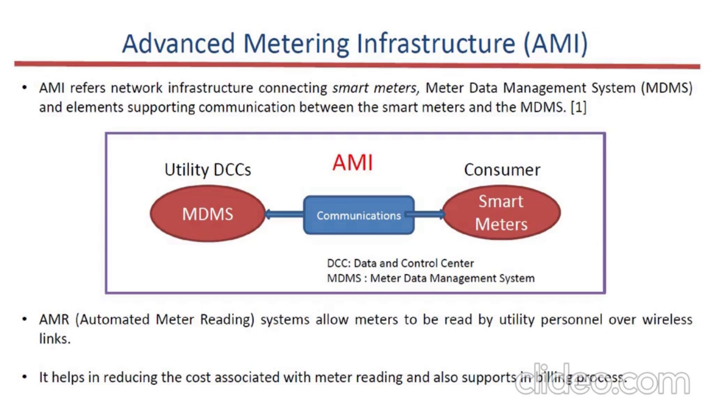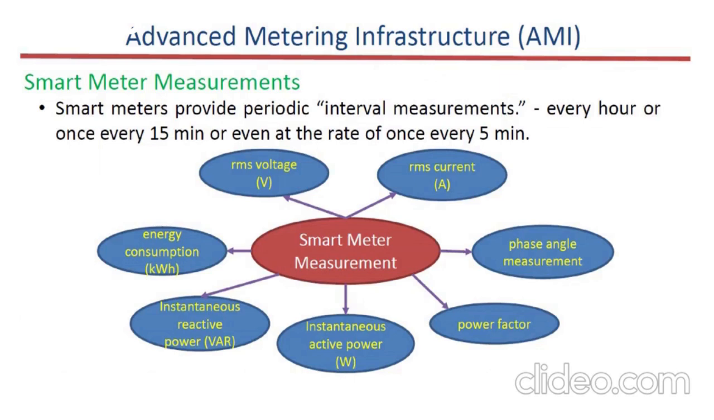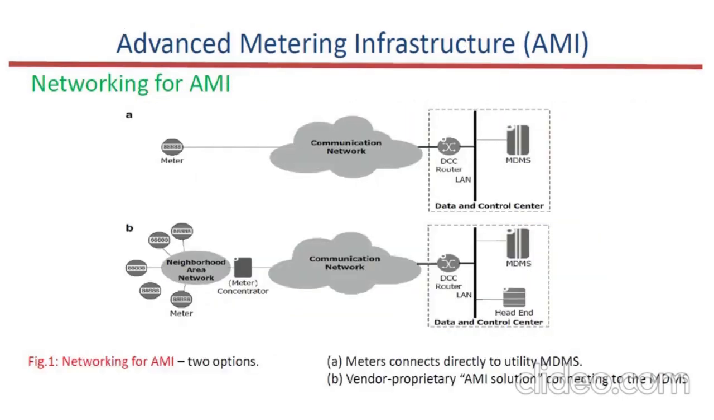AMR systems allow meters to be read by utility personnel over wireless links. The smart meter measures RMS voltage, RMS current, phase angle, power factor, instantaneous active power, instantaneous reactive power, and energy consumption every 5 minutes. Sometimes it may be every 15 minutes or every hour. So the networking of AMI consists of this.